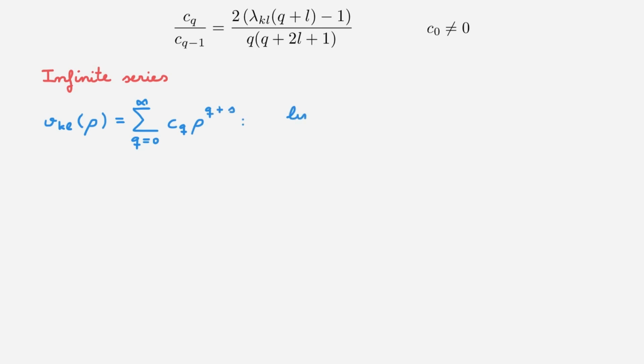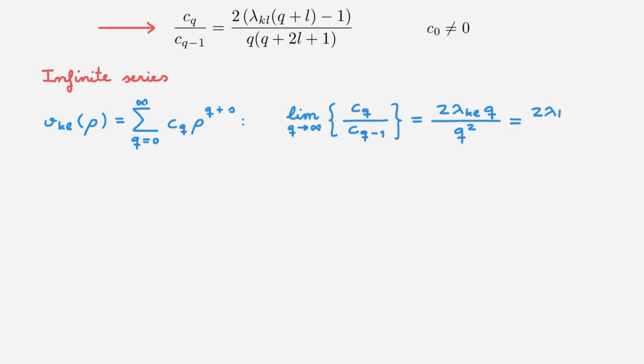In this case, we can take the limit of large q for the ratio of cq over c q minus 1. Using this expression up here, the dominant term in the numerator is 2 lambda q, and the dominant term in the denominator is q squared. Simplifying, we end up with 2 lambda over q. What does this mean? If we have an infinite series, then for very large q, the ratio of consecutive coefficients tends to this value. Let's hold this thought and we will come back to it in a moment, but first we need an extra ingredient.